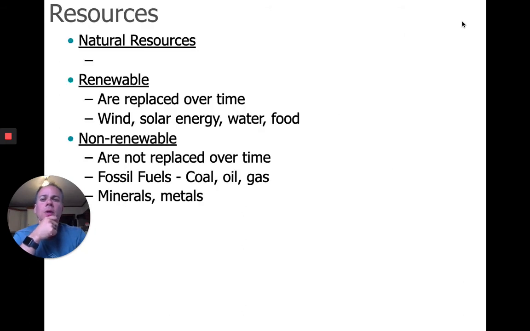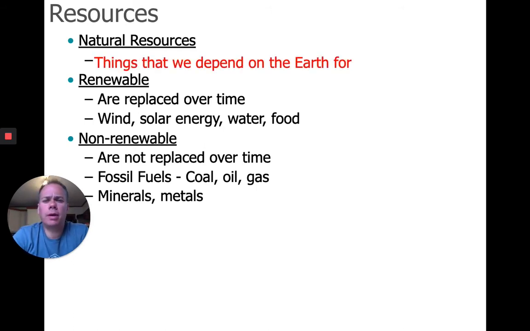And so as we add more humans to the earth, they require resources. When we talk about resources, we're talking about things that we depend on the earth for. Okay, could be things like food, water, fuels, etc. And we classify natural resources into two broad categories. Some resources are what we call renewable resources. These are sources of energy, or these are materials that are replaced over time. Okay, they don't get used up.